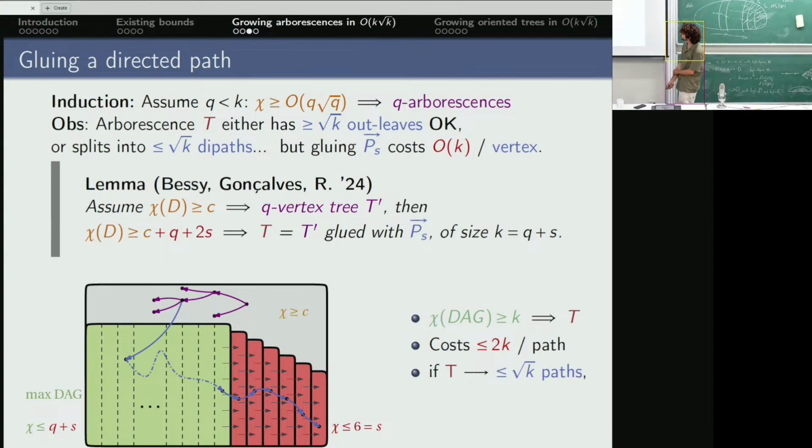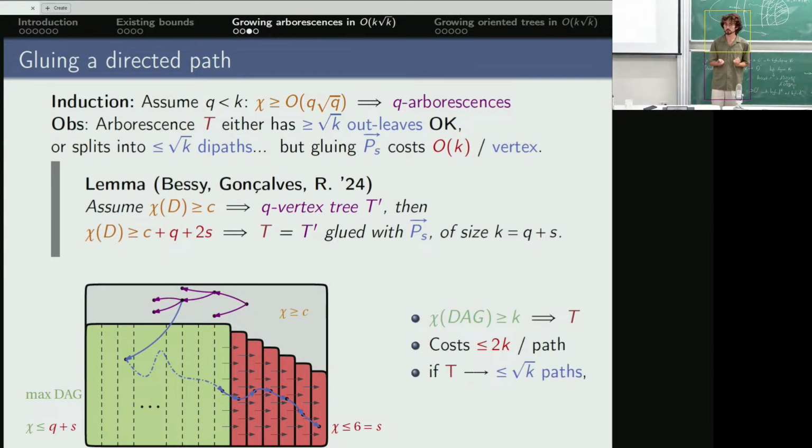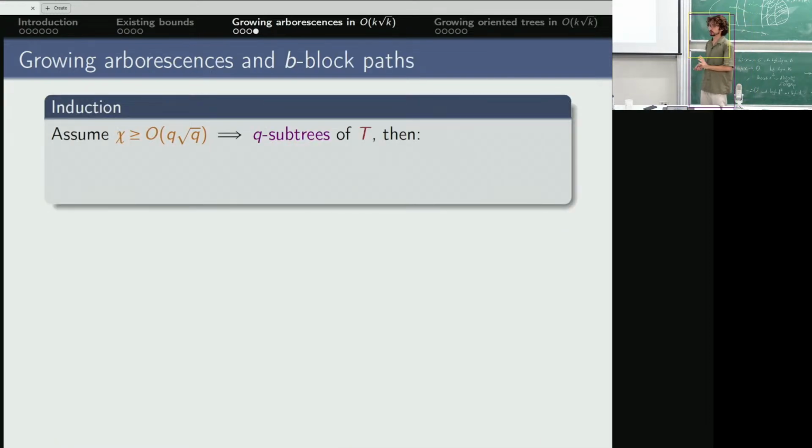So if T is split into less than square root of K paths, then you are done. You can just add each of the paths one by one and pay K, square root of K times. Pay K for each. So this is enough for arborescences.